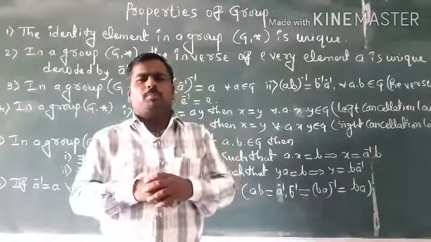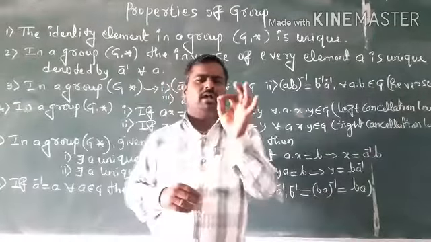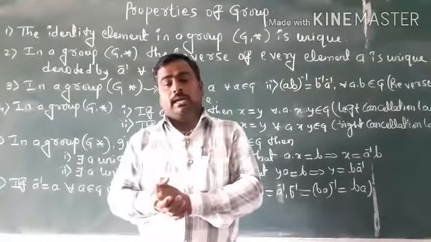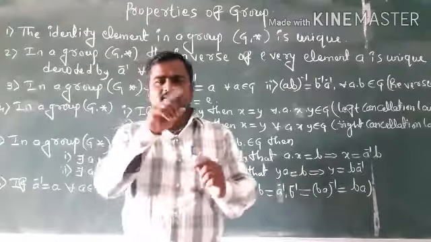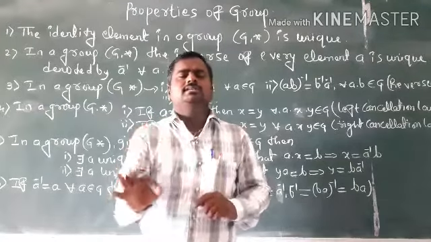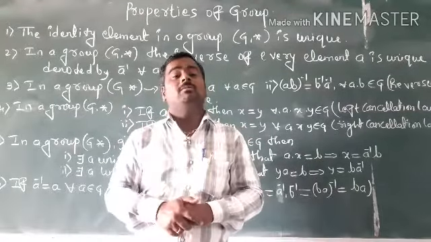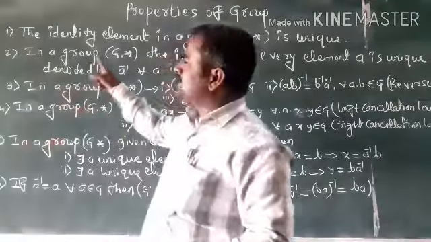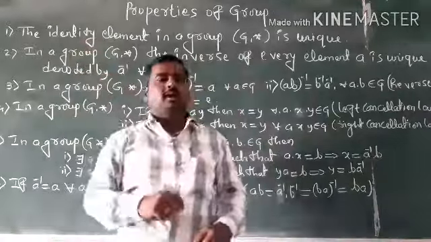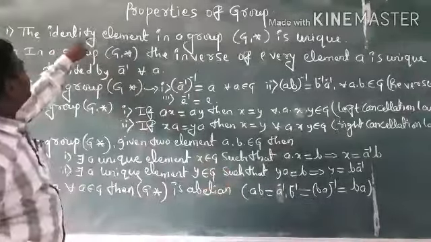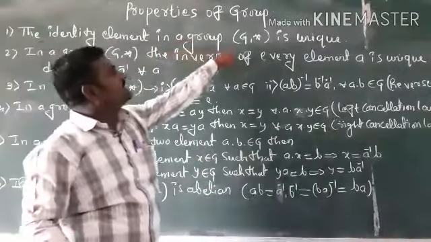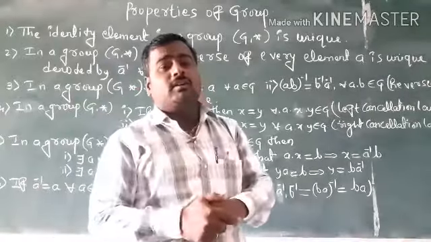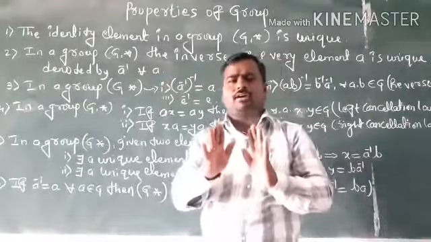The first property says that the identity element is unique. In the group (G, *), as I already said, there exists an element, and the identity is unique. So, let us go deeper. First one: the identity element in a group (G, *) is unique. Clear?